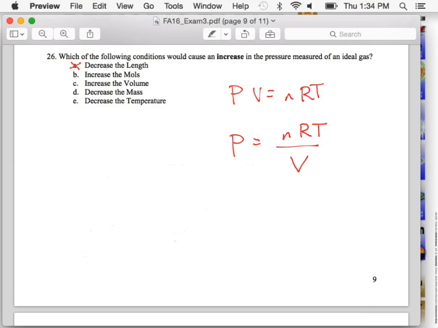Okay? Moles. Moles does show up in our equation. If we increase the moles, if I make n a bigger number, what happens to the pressure? Pressure gets bigger. Oh, interesting. Guess what? That kind of seems like the answer. Okay. If you got time, go back and check. Increase the volume. What happens if I increase the volume? Okay. Because the volume is in the denominator, if I make the denominator bigger, the pressure is going to decrease. Well, I wanted to increase the pressure, so that answer is wrong.